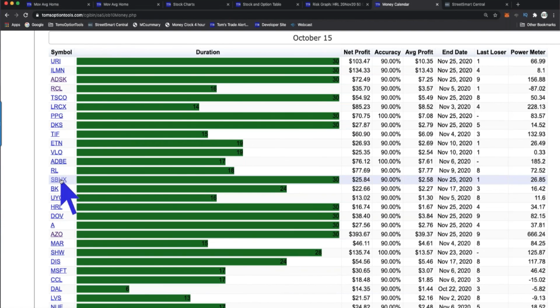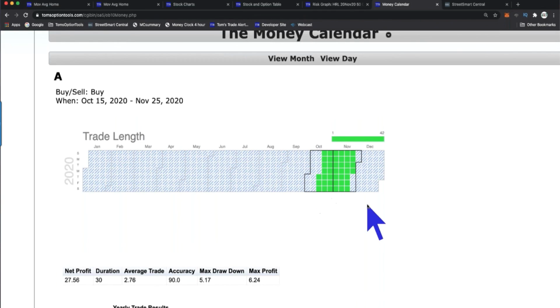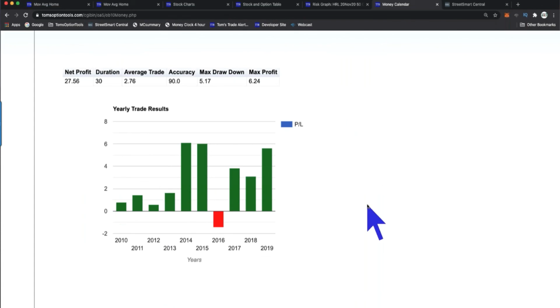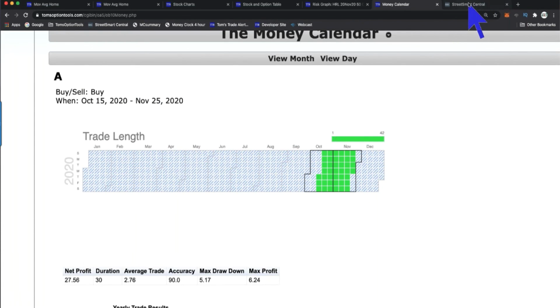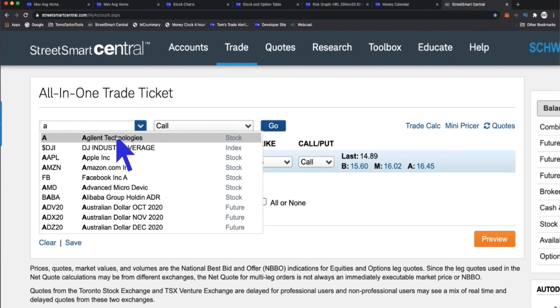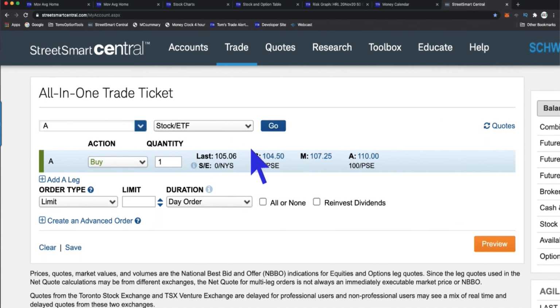Hey, how about A? All right, what is A? I think I know what A is. Let's go. I'm thinking it's Agilent Technologies. A, Agilent Technologies. So Agilent is a $105 stock.